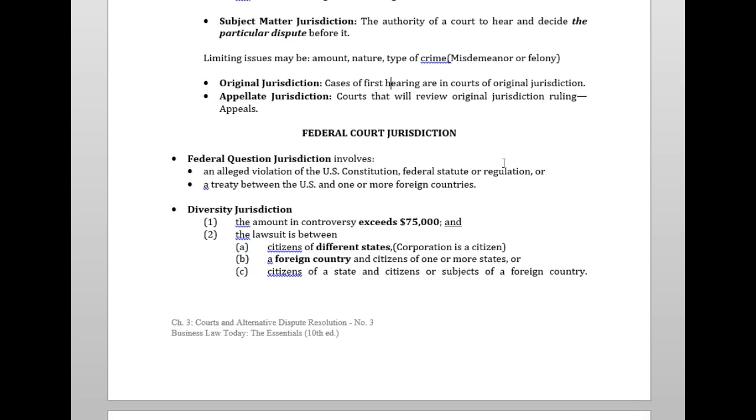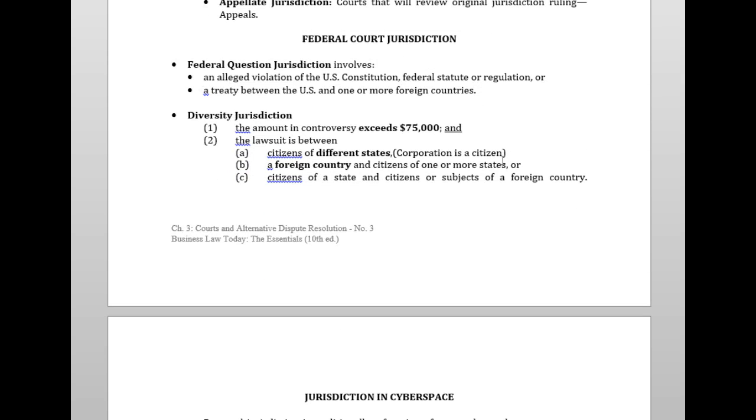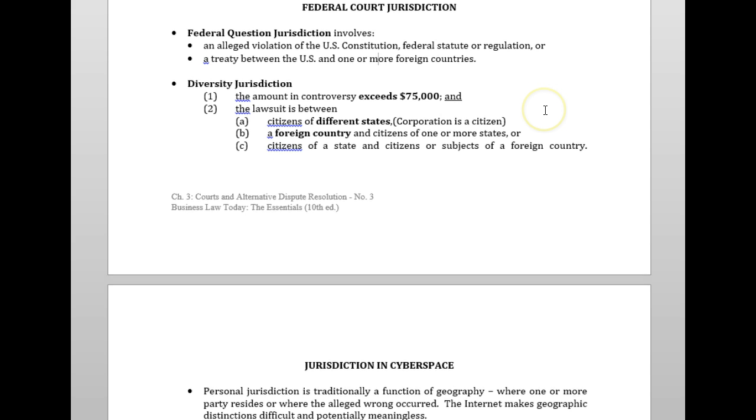Now let's look at the federal court jurisdiction, which is fairly well defined, okay? It has to be a violation of the U.S. Constitution, of a federal statute, or regulation, or a treaty between the U.S. and one or more foreign countries. Those are the ones that are going to show up in the federal court jurisdiction.